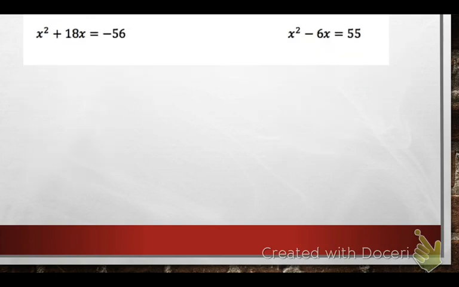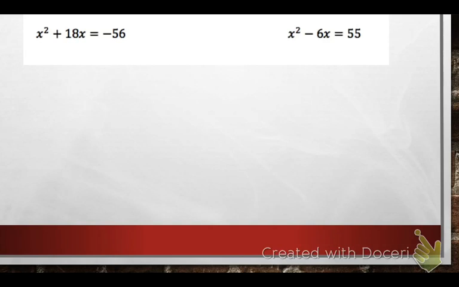Sometimes you'll have a problem where the c value is already moved over, like in this next problem. So let's just complete the square. So we'll have 18, that's our b value, divided by 2, and then squared. So 18 divided by 2 is 9. 9 squared is 81. So we're going to add that to both sides.